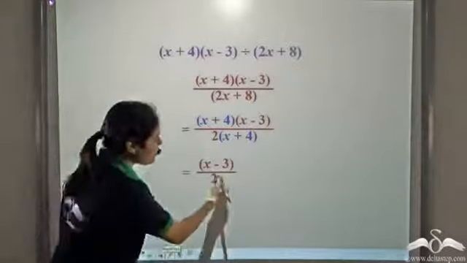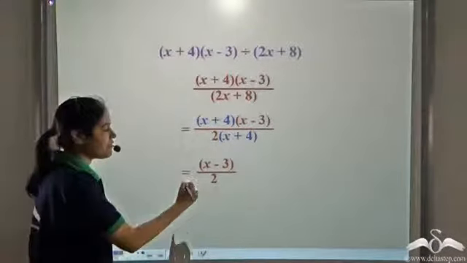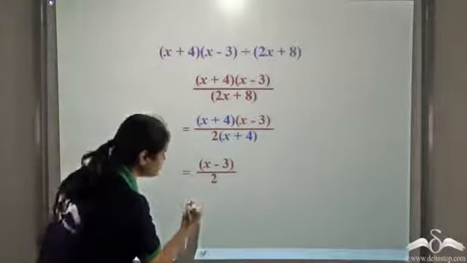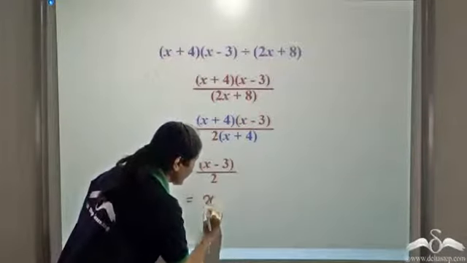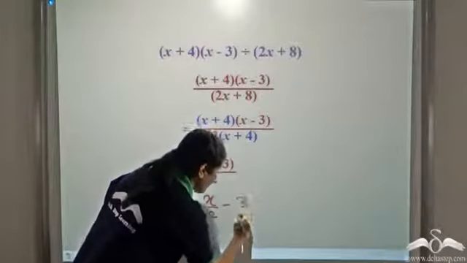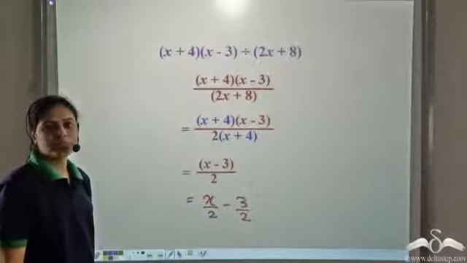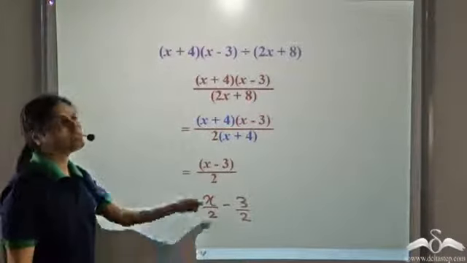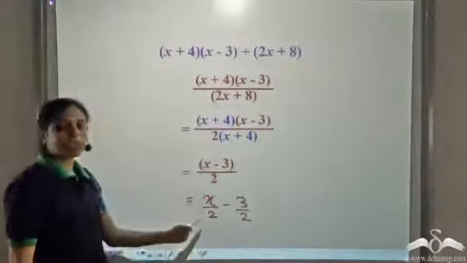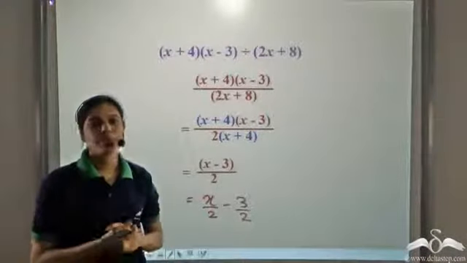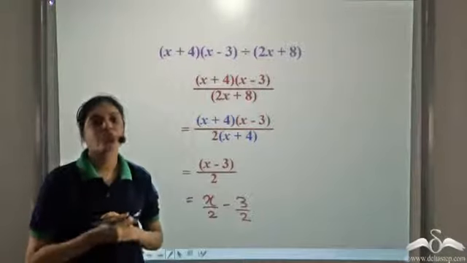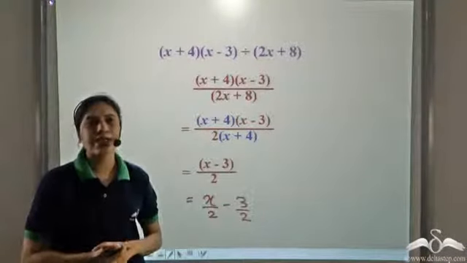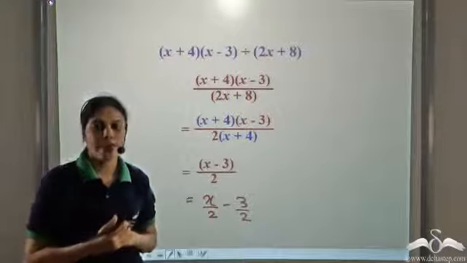Now, it is very simple to divide by 2. We have to divide each term by 2. So we write it as x by 2 minus 3 by 2. And this is the result of this division, x by 2 minus 3 by 2. So the first step to divide two expressions is to factorize both the expressions and cancel out the common factors.